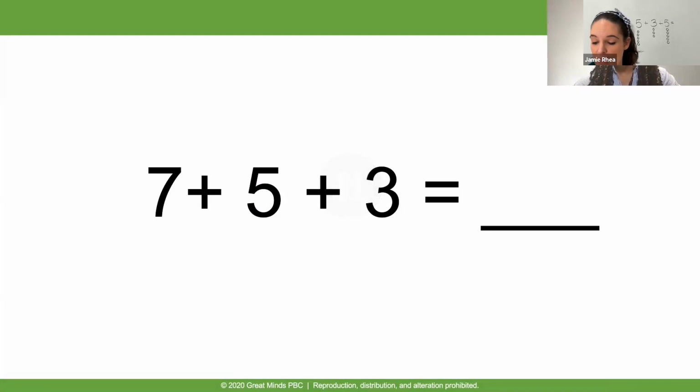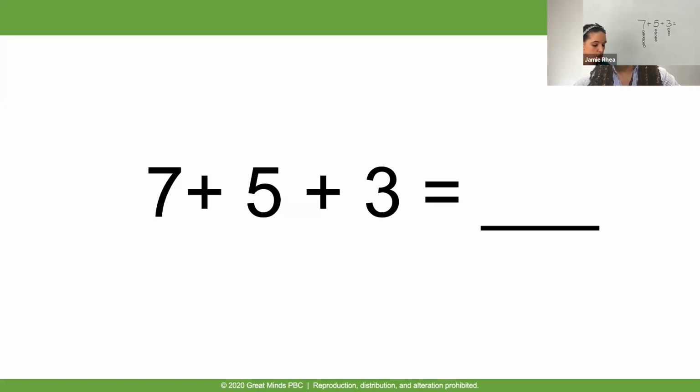Okay, I'm going to pause because now we're going to draw this out. I'm going to draw it the exact same way I did with my 5 plus 3 plus 5. I'm going to go down. That way I save room. But this time we're going to say 7 plus 5 plus 3 equals something. So let's draw our 7. 1, 2, 3, 4, 5, 6, 7. 5. 1, 2, 3, 4, 5. And our 3. 1, 2, 3.